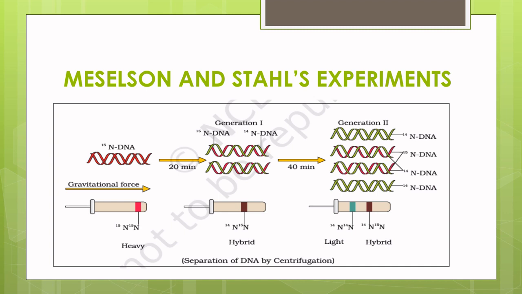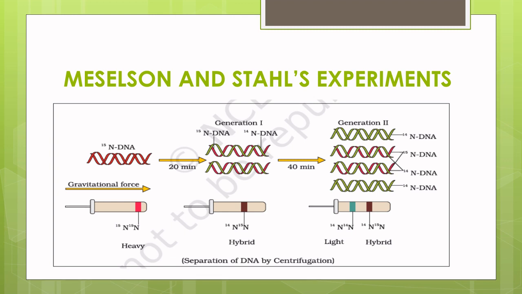Later, they transferred the bacteria from the N15 ammonium chloride medium to normal N14 ammonium chloride. At regular intervals of time, they took samples and checked the density of DNA. In sample number 1, after 20 minutes, the sample had bacterial DNA with an intermediate density. Sample number 2, that is after 40 minutes, contained DNA with both intermediate and light densities in the same proportion. Based on observations and experimental results, Meselson and Stahl concluded that DNA molecules replicate semi-conservatively.